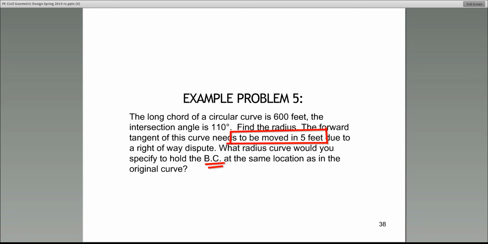Guys, remember I told you BC in the very beginning of this very, very exciting presentation. I told you BC stands for the beginning of curve. It's the same point as we also call PC, all right? They use these things interchangeably, so be ready for it. Now, what radius curve would you specify to hold the BC at the same location as in the original curve?